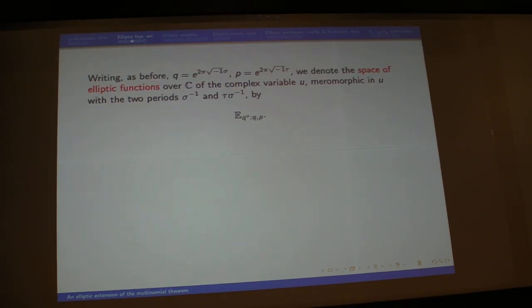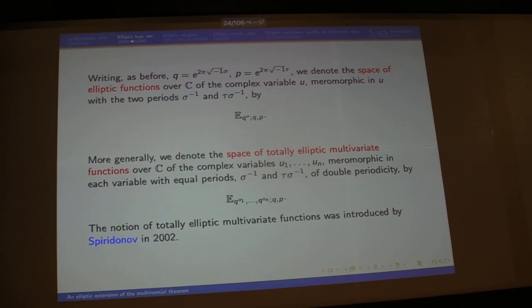Sometimes it's convenient to know in which space we're working. So I denote E to be the space, actually field, of elliptic functions in the variable u, this would be additive, or q to the u multiplicative. We have the space of total elliptic moderate functions.